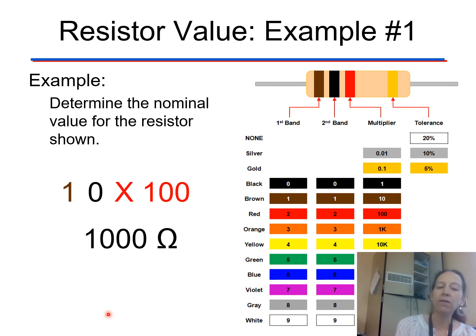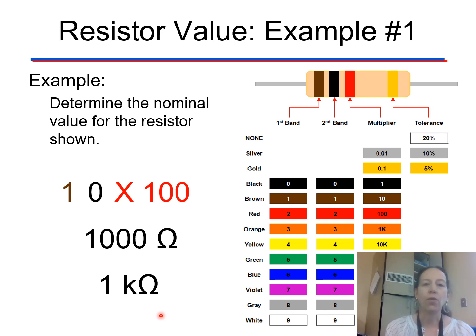Okay, and then you can leave it as 1,000 ohms, or you can use your SI and move your decimal point over 3 units, and that would give you 1 kilo ohm. So brown, black, red means that this is 1 kilo ohm. And that is a gold tolerance, so it's plus or minus 5%. We have a 5% tolerance on it.